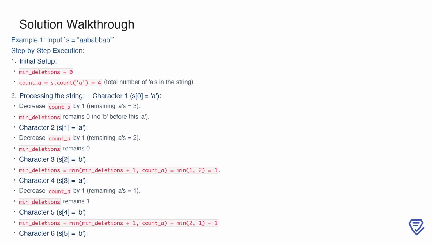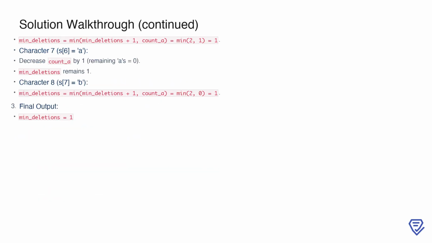When we reach the third character, which is a B, we now have to decide, do we delete this B to maintain balance, or should we delete an A later on? The optimal choice here is to calculate min(min_deletions + 1, count_A), which gives us 1. We repeat this process for the rest of the string, updating count_A and min_deletions as needed. For example, when we process the fourth character, another A, we reduce count_A to 1 but keep min_deletions unchanged at 1, since this A doesn't disrupt the balance.